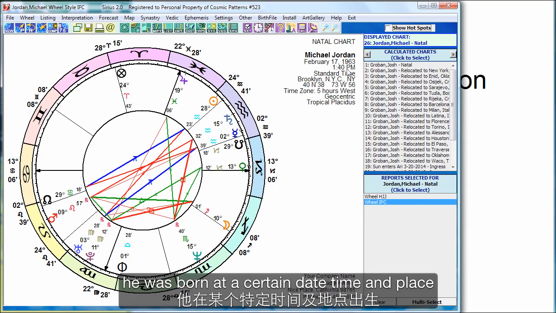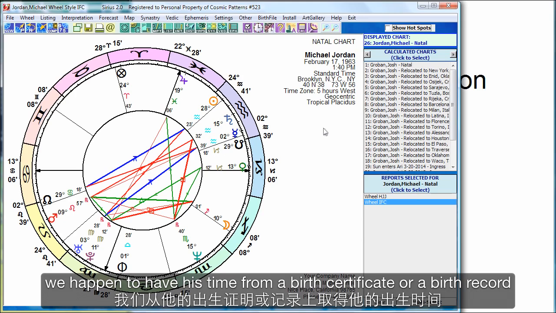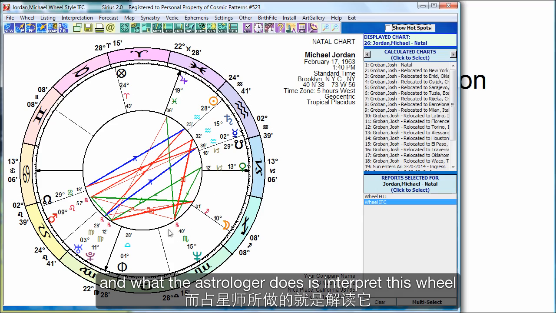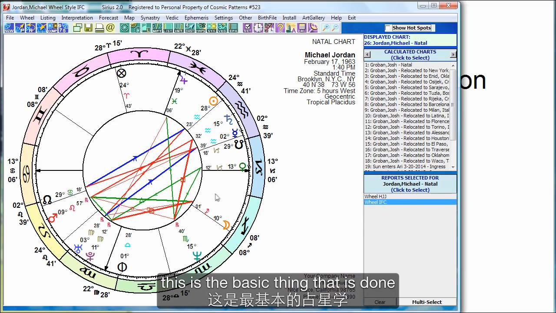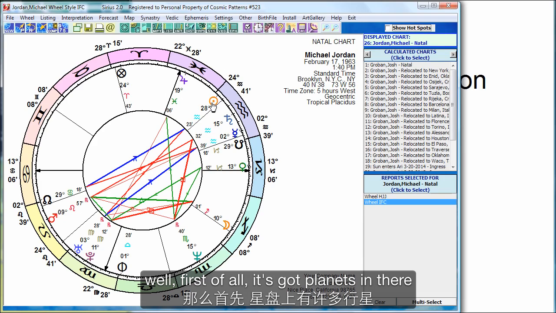He was born at a certain date, time, and place. We happen to have his time from a birth certificate or birth record, so it's an accurate chart. And what the astrologer does is interpret this wheel. This is the basic thing that's done. So what is this wheel all about? Well, first of all, it's got the planets in there.